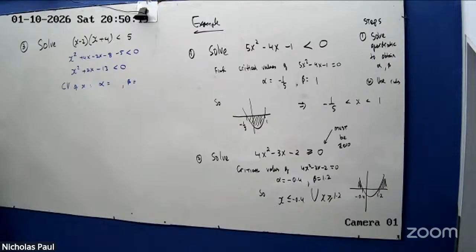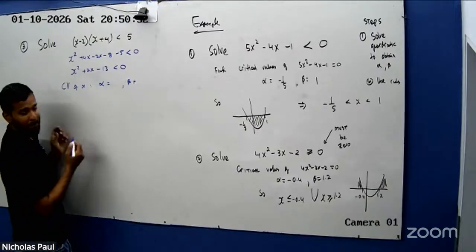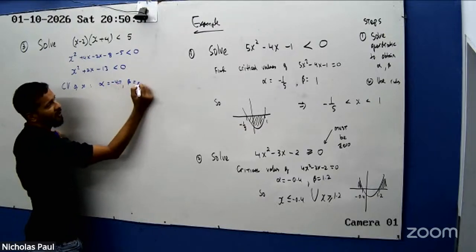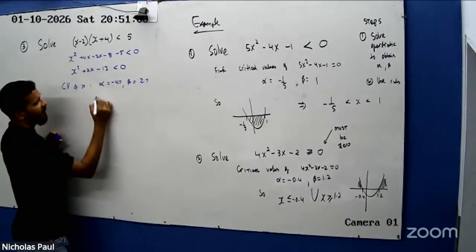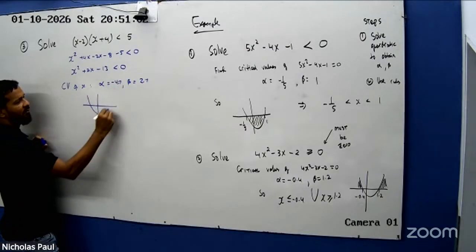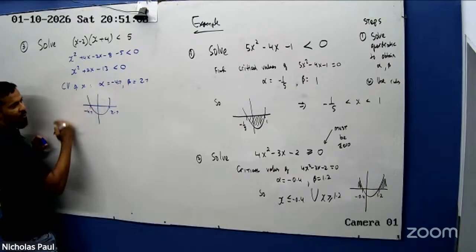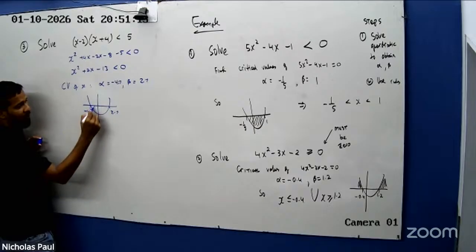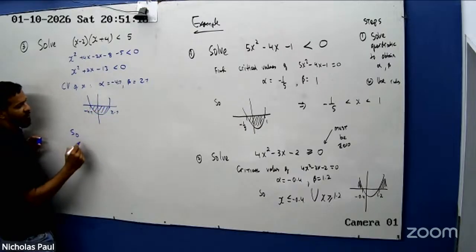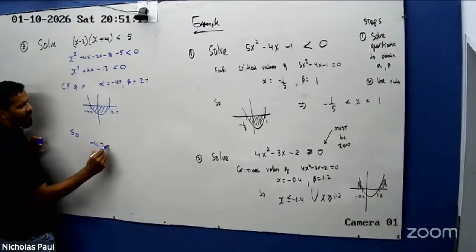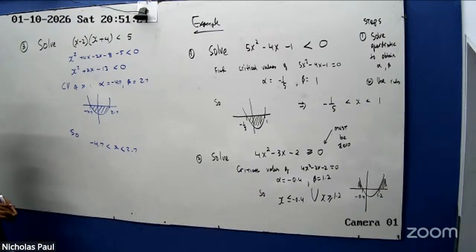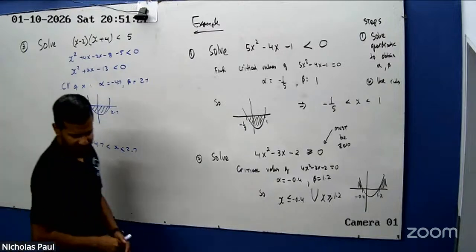Alpha is what? Minus 4.7. And beta, 2.7. One negative, one positive. The question said less than 0, so where are we shading? Underneath. So the solution set is minus 4.7 is less than x is less than 2.7. Let's complicate it slightly.